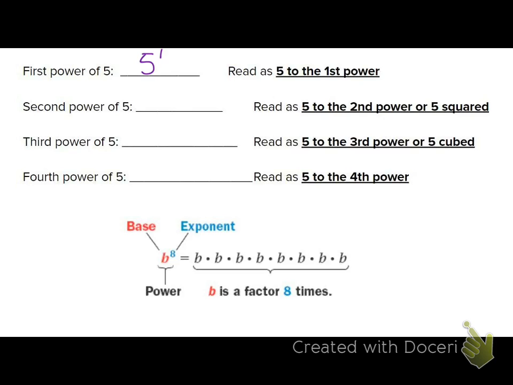This should be going in your notes. The second power of 5, 5 with a little 2 in the exponent position. You could say it's 5 to the second power, or we say it's 5 squared. I'm sure you're getting the hang of what these look like by now. 5 to the third power, or 5 cubed. 5 to the fourth power. Doesn't have a special name otherwise.